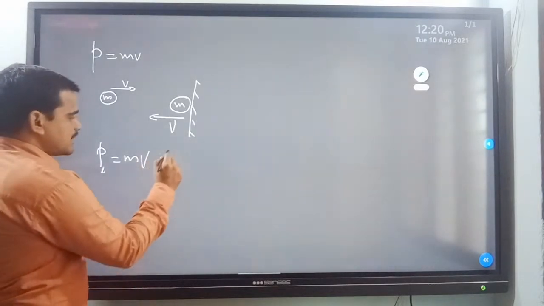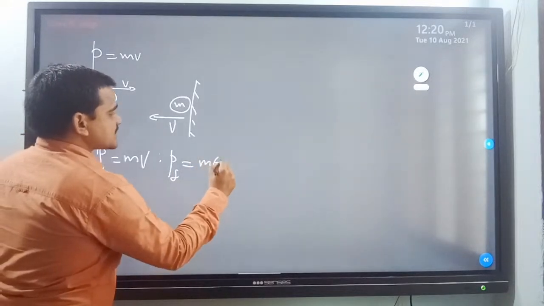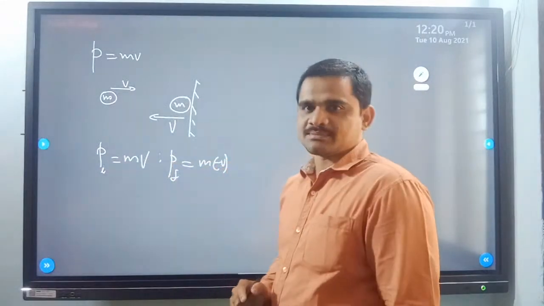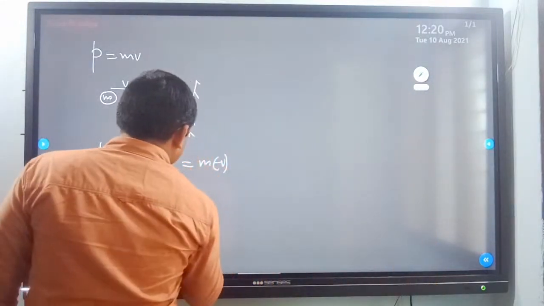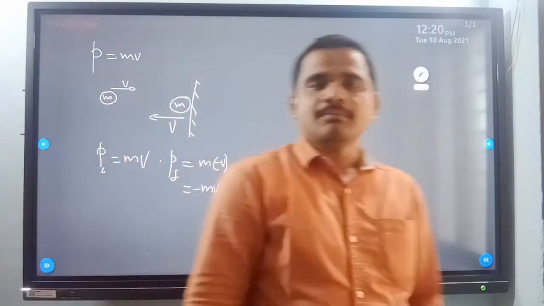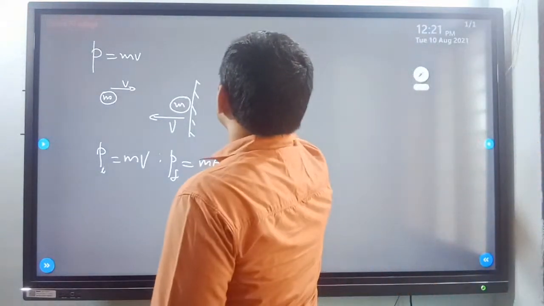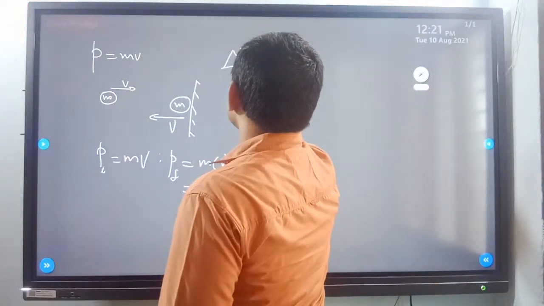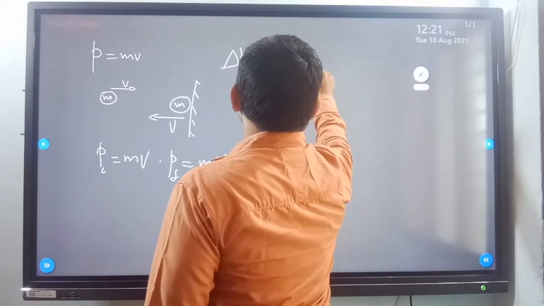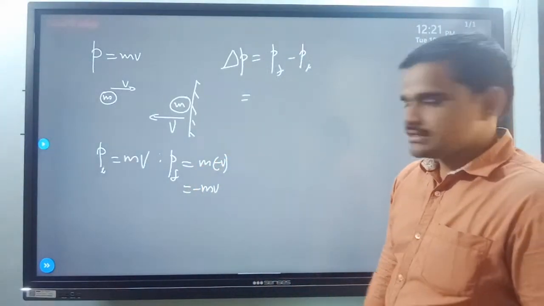What is the final momentum? Final momentum is m into minus v. Why am I taking this as minus v? Tell me here. The final momentum is minus m into v. So the change in momentum is equal to final momentum minus initial momentum. What is the final momentum? I got minus mv.